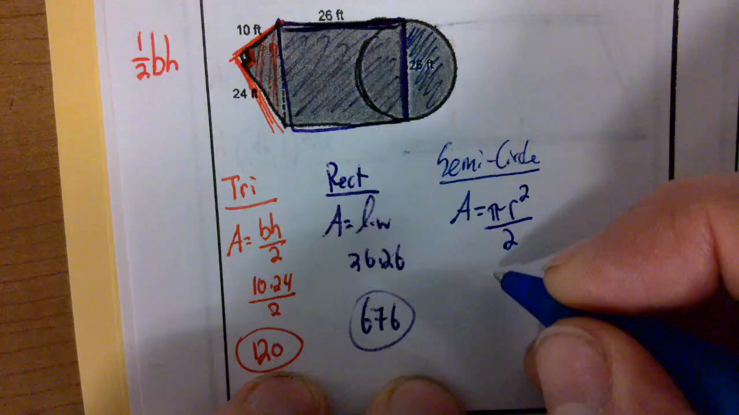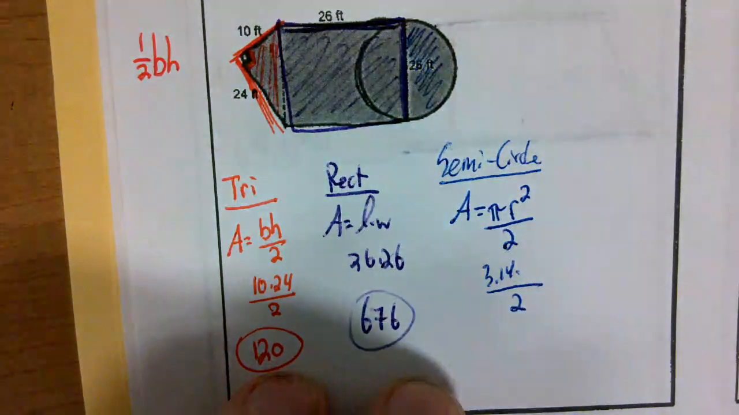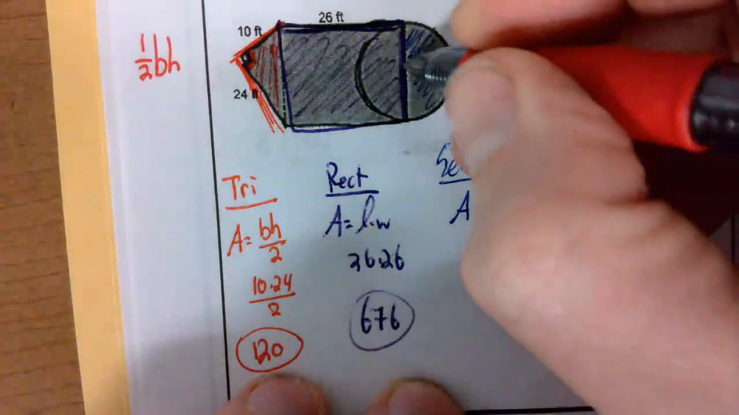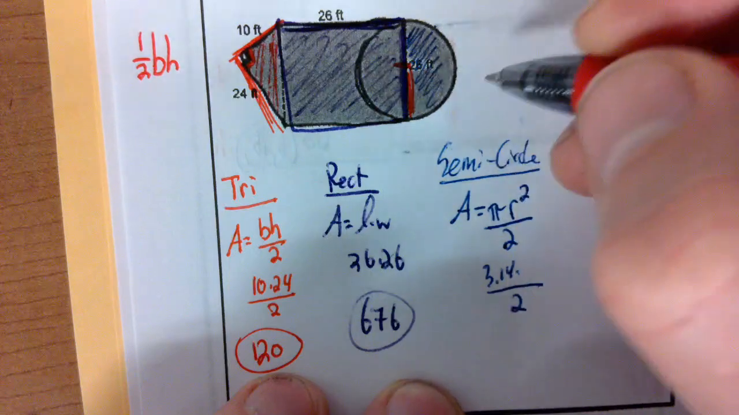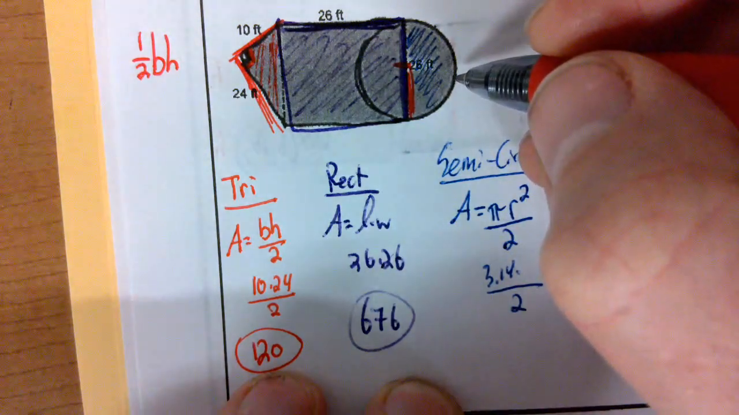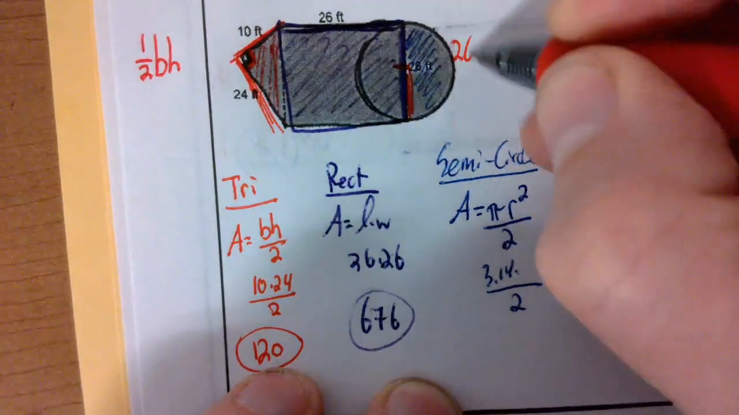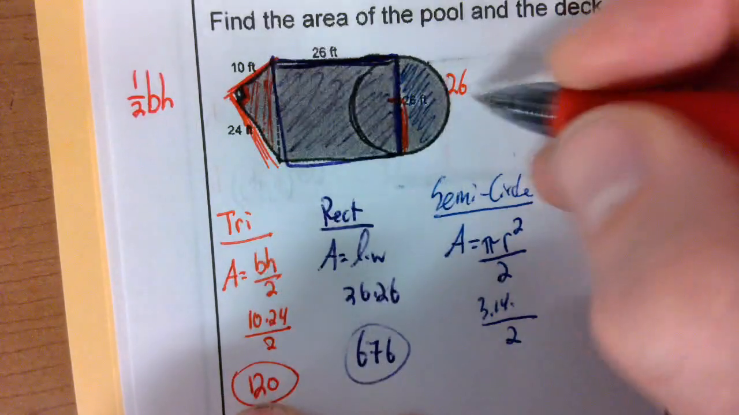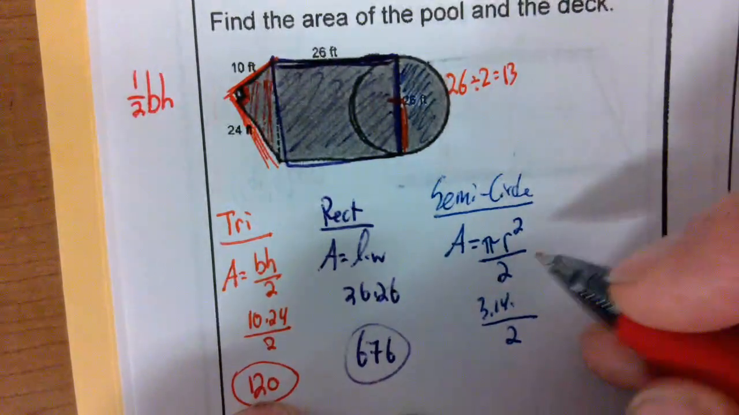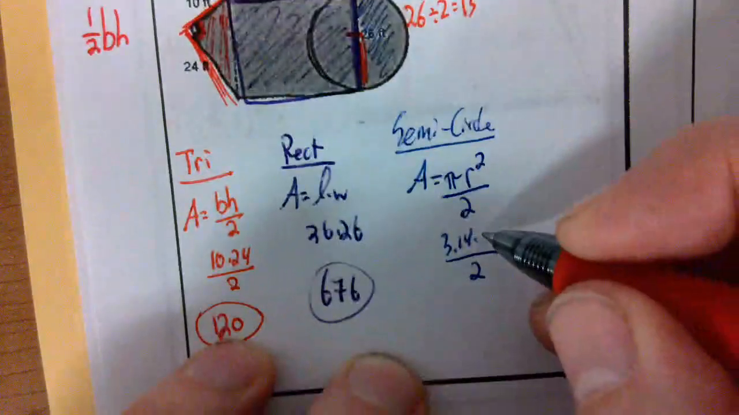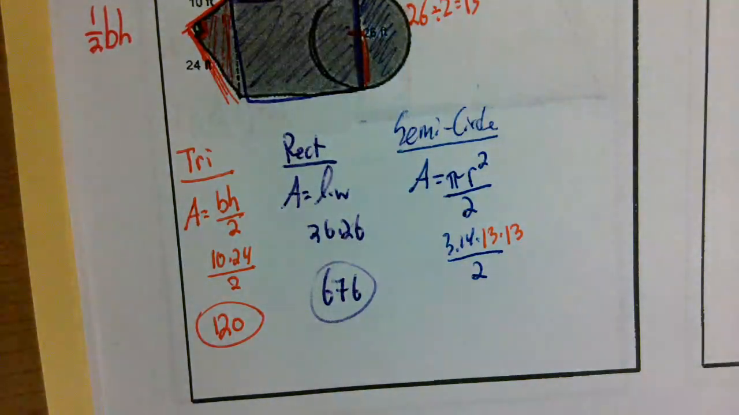So now we need to take 3.14 times our radius. Now wait a second. The radius goes from the middle to the edge. Since this number here is in the middle, that gives us our diameter. So that is a 26. So we don't want to use 26. We need to cut that in half for our radius. So we need to take the radius squared. So 13 times 13.